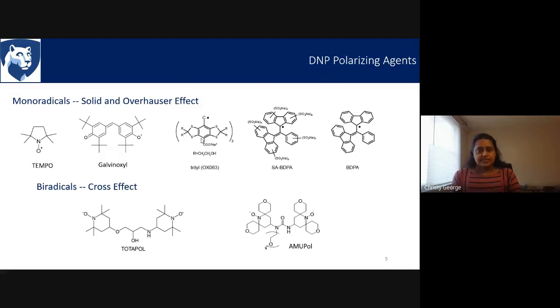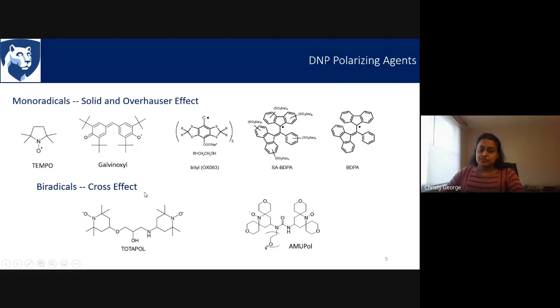Now, one thing that must be clear by now is that to do DNP, we need a radical in the system. But standard NMR samples are diamagnetic. They don't have free electrons in them. So we have to dope the sample with a free radical. To do solid effect or Overhauser effect based DNP, we need a monoradical, because these are two-spin effects based on an electron and a nucleus. So we have to use monoradicals.